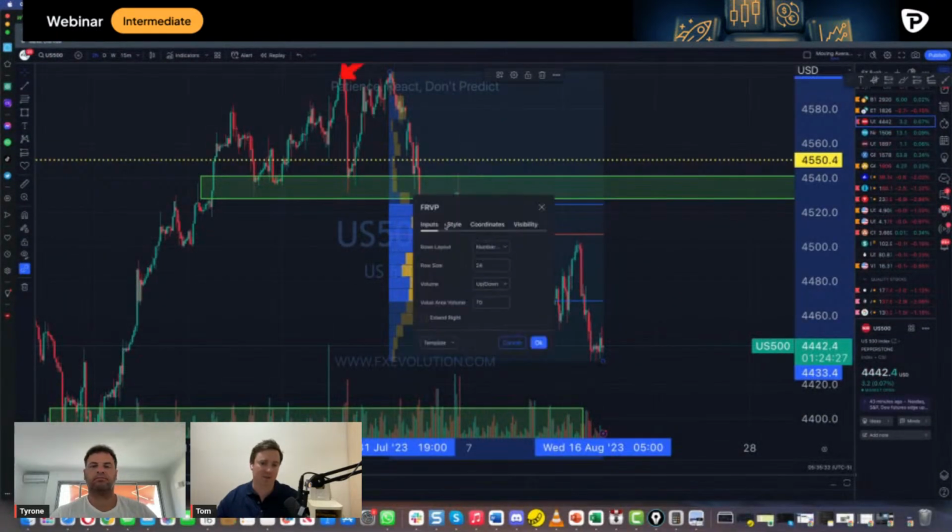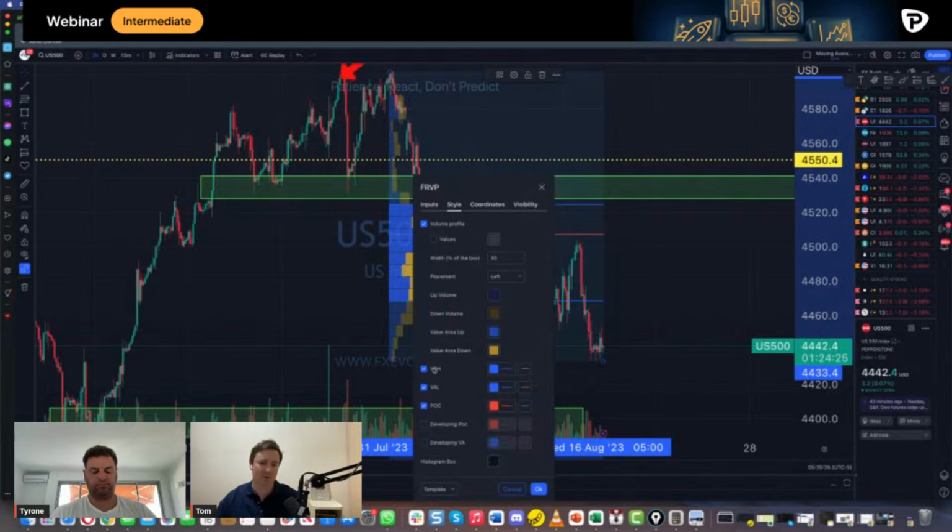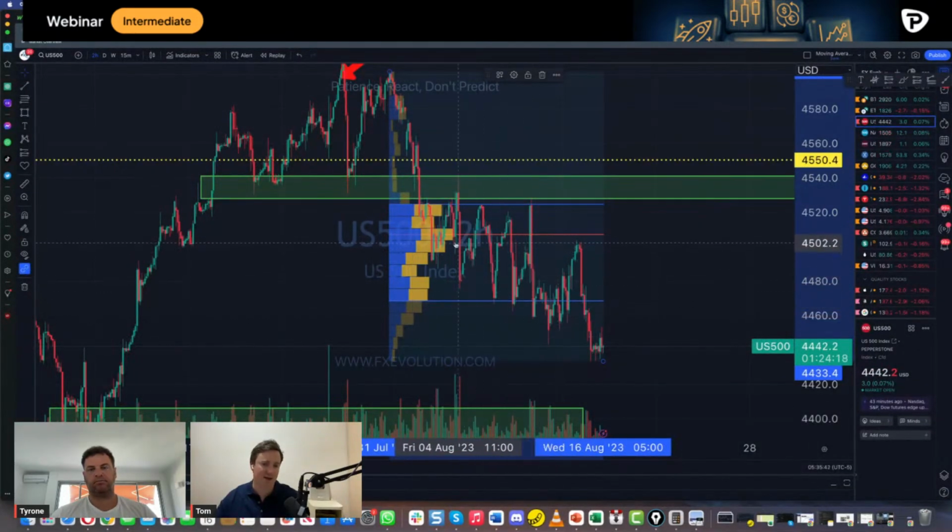So we can go into this and check settings. We can go to style. We can click value area high and low. So you can select your colors here. Very important to make sure you do that. And then I like to have it something like this. You can change your color. People have all sorts of different things.